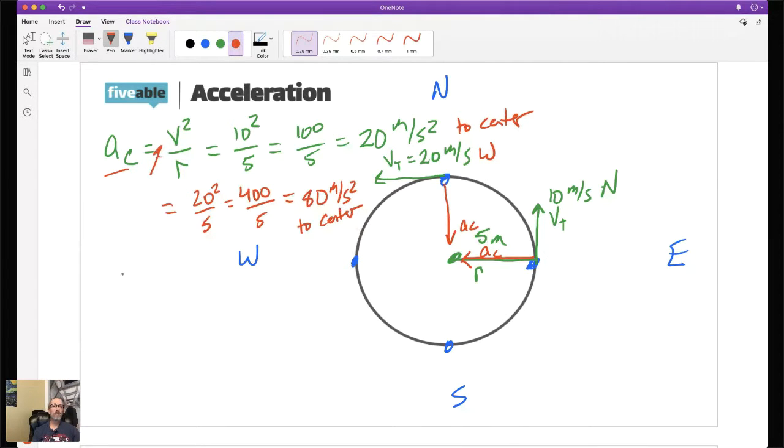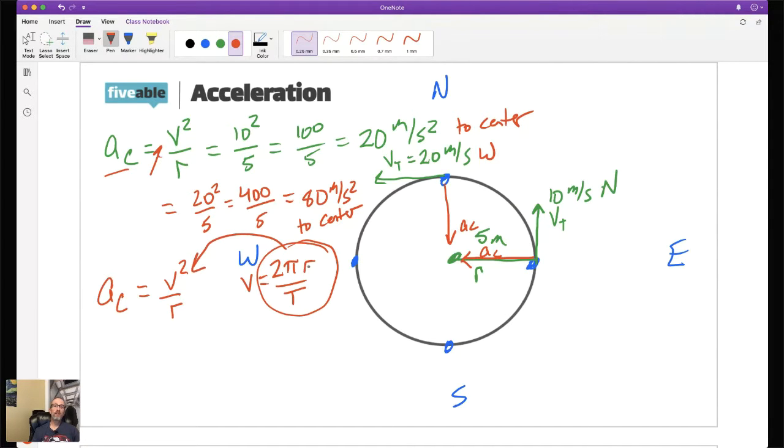If we are saying that the acceleration is changing all the time, we're going to change this equation. We're going to leave v squared over r, but then we have to remember that v is equal to 2 pi r over t, the period. So let's plug this in for v squared, and then we'll say that if you change r or t, you're going to change that velocity. When you do that, you change the centripetal acceleration.